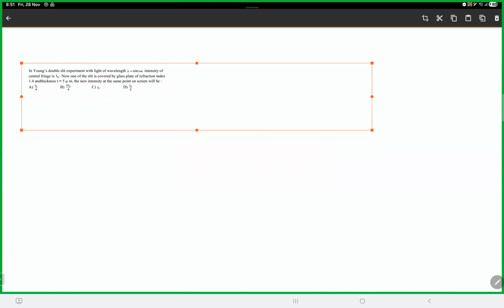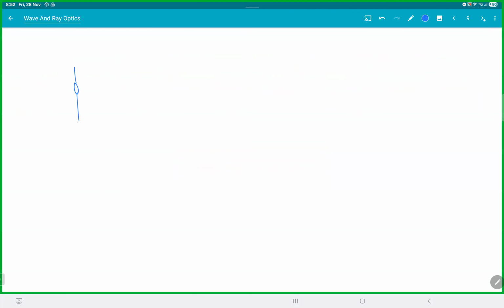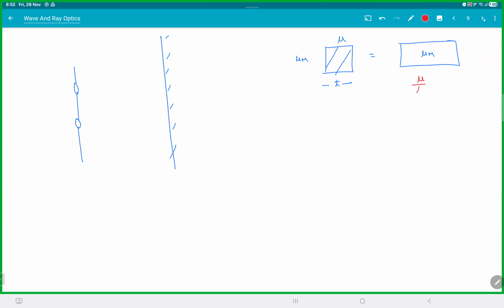And this is another important thing. Remember, when you put a slab in front of it, what happens? For people who don't remember, let me explain that also. When you have a glass slab of mu, this behaves as if, if it is surrounded by a medium mu m, a medium mu m whose thickness will be mu by mu m into t. That is an equivalent length.